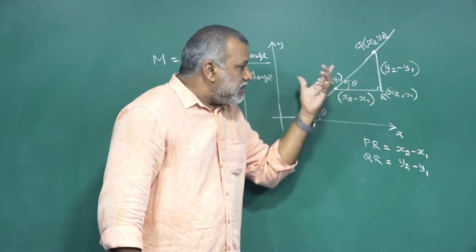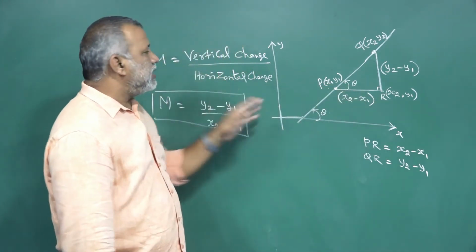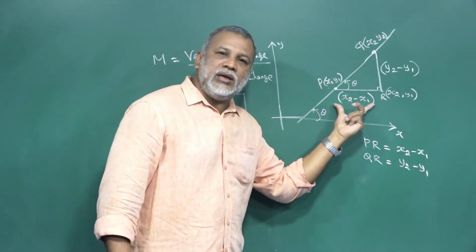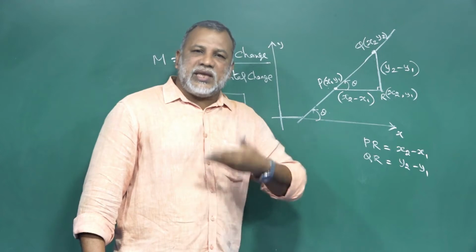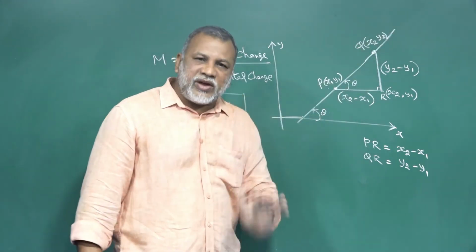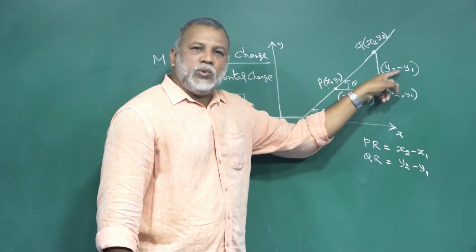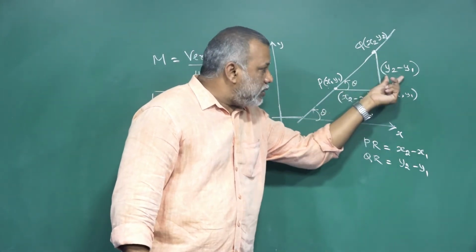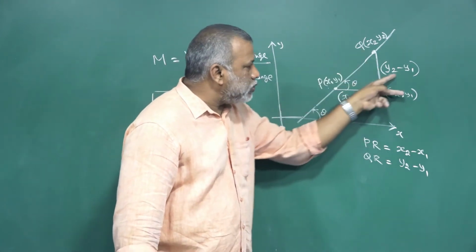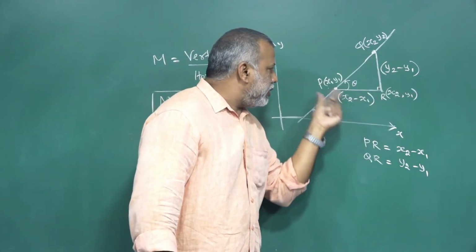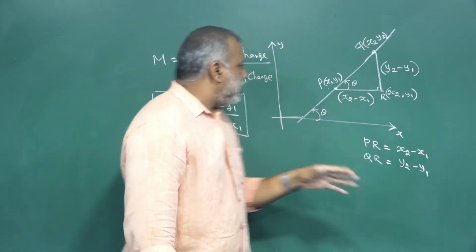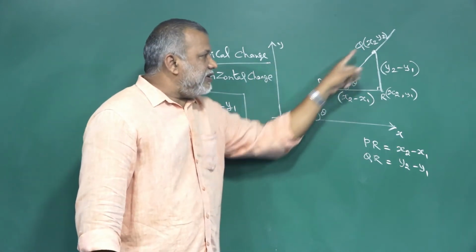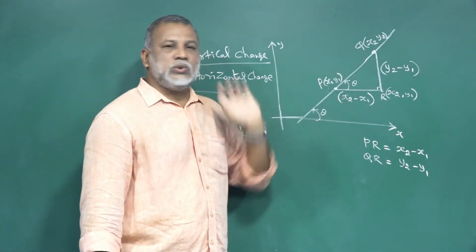From this diagram, see the definition I just explained. Slope is nothing but vertical change divided by horizontal change. Or you can say, the slope of a straight line is defined to be the change in y coordinate divided by the change in x coordinate. The y coordinate change is y2 minus y1, this distance QR. Distance PR is equal to x2 minus x1. So this is the slope of the straight line having two points, x1 comma y1 and x2 comma y2.